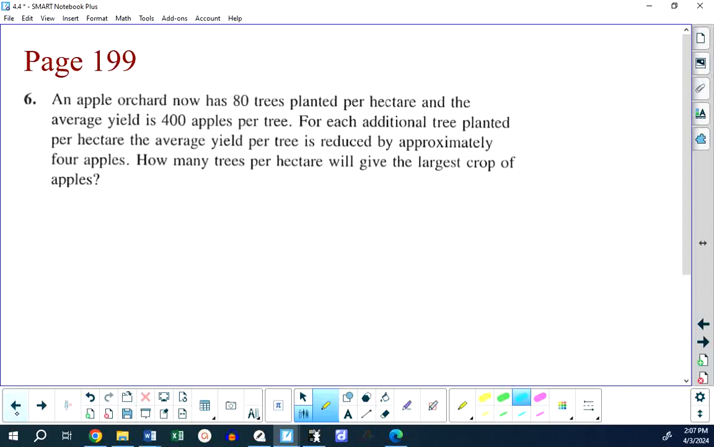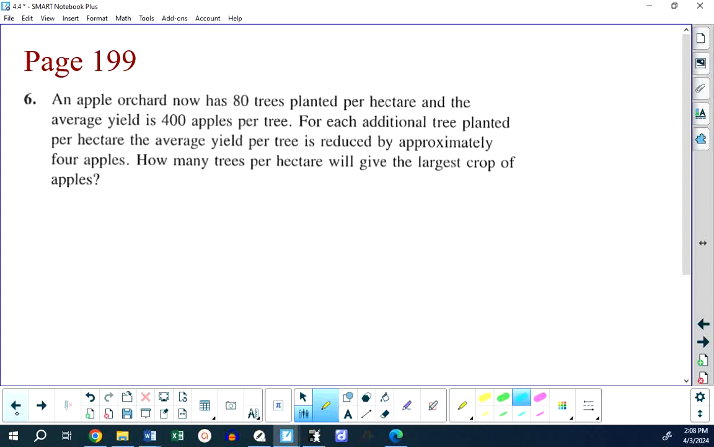So this is a classic kind of cost-revenue situation. An apple orchard currently has 80 trees planted per hectare. I don't even know how big a hectare is. I probably should, but it's a plot of land. And the average yield is 400 apples per tree. For each additional tree planted, you drop by 4 apples on average.